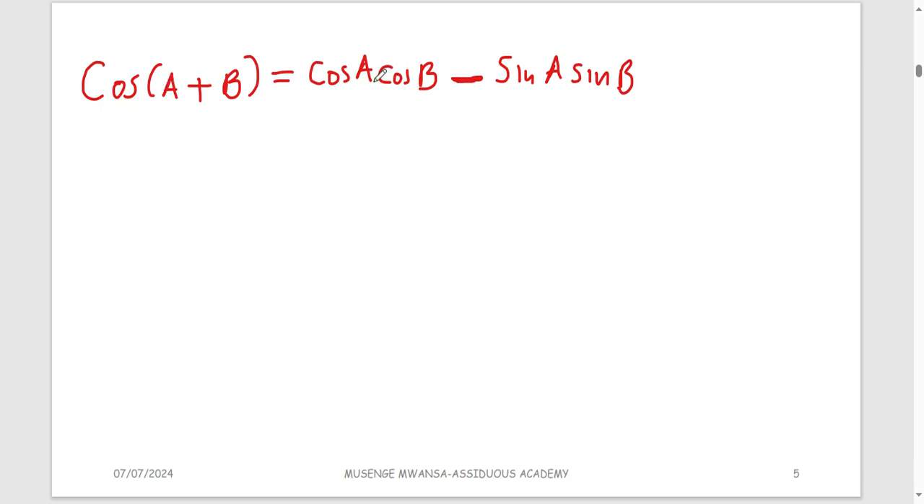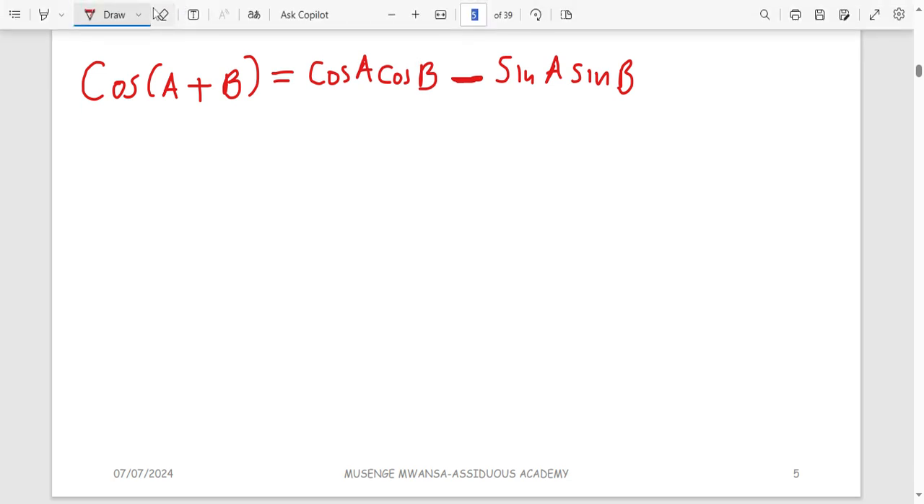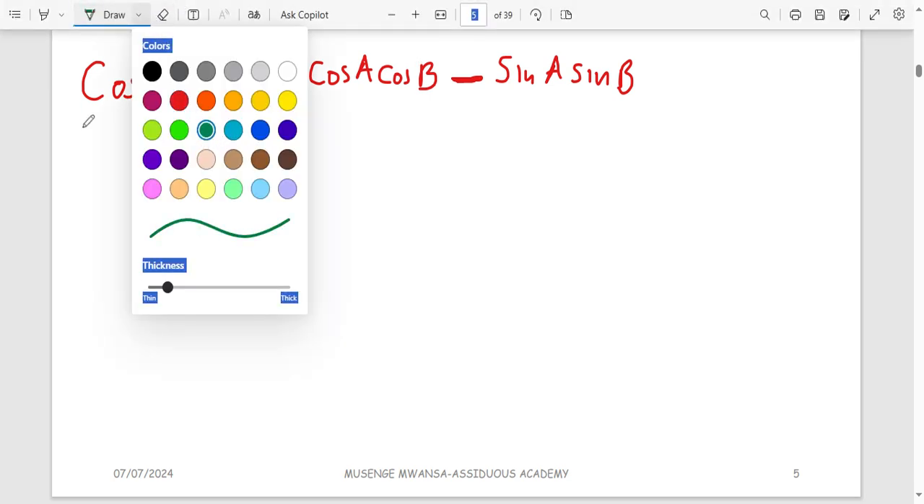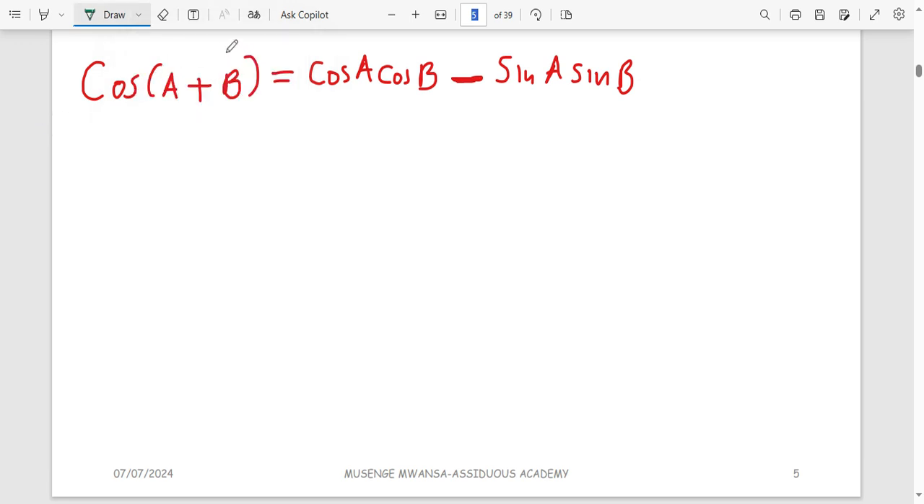You get first cos, the first angle and the second angle. You change the sign, you go to sine, the first angle and the second angle. Now imagine where there is B, we add A. So at every point where there is B, we are going to put A. So what does that become? A plus A, you know that is 2A.